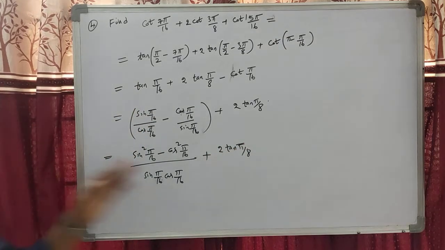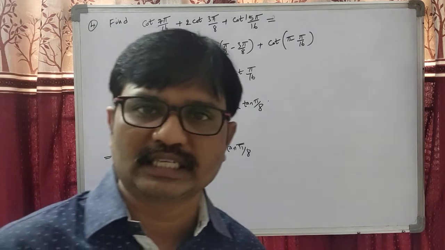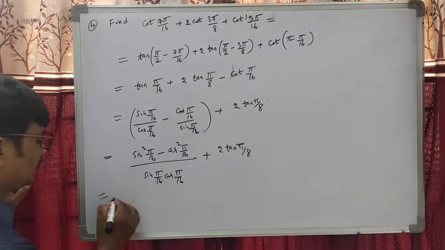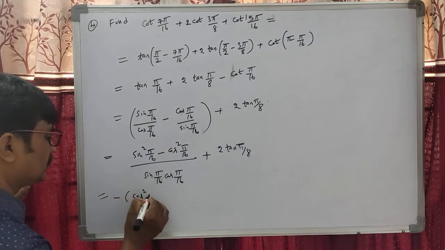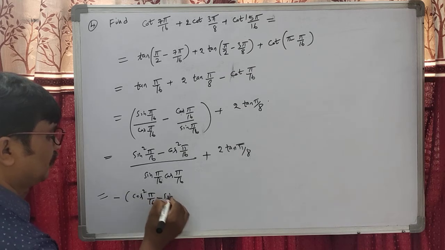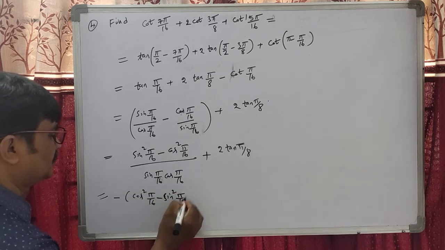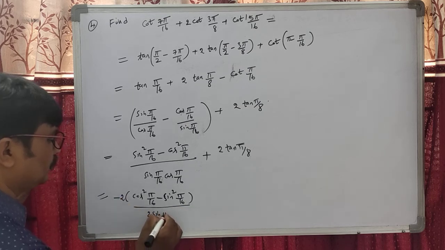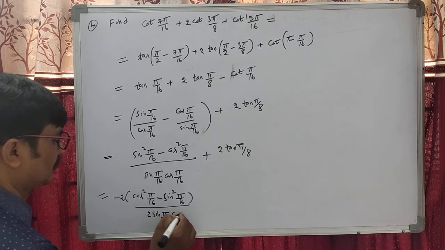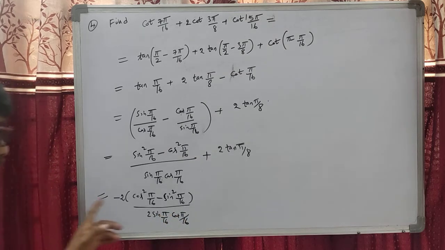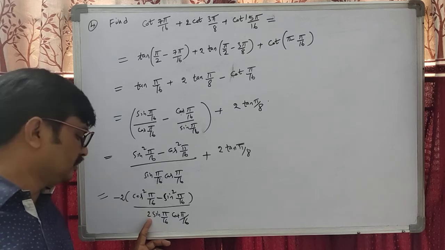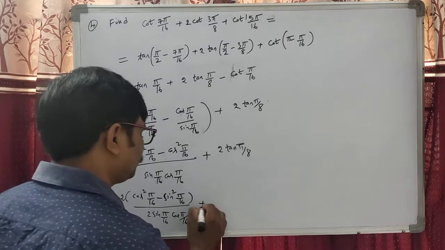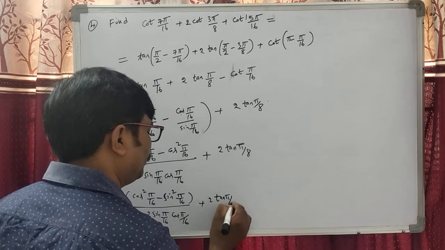So students, just we take the common term. Cos square a minus sin square a, we know that is cos of 2a. So students, just we take minus, the minus of cos square pi by 16 minus sin square pi by 16, upon we can write as into 2, this is by 2 sin pi by 16 cos pi by 16. Do you understand, students? Just we take here into 2 by 2 because of only the reason, students, 2 sin a cos a we know that. Therefore there is 2 tan pi by 8.